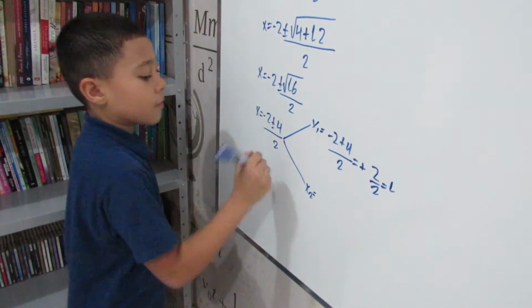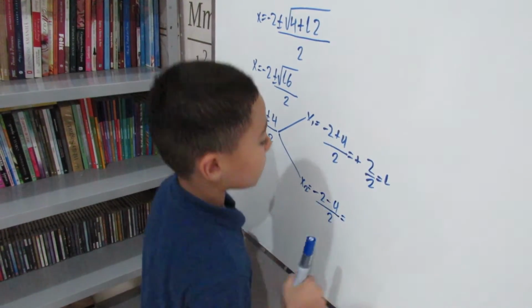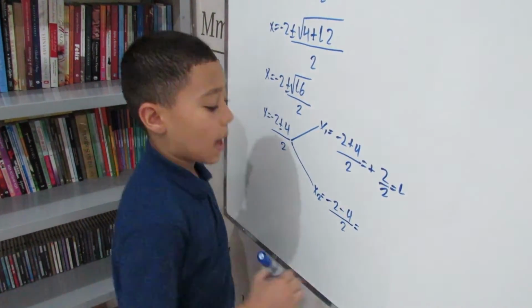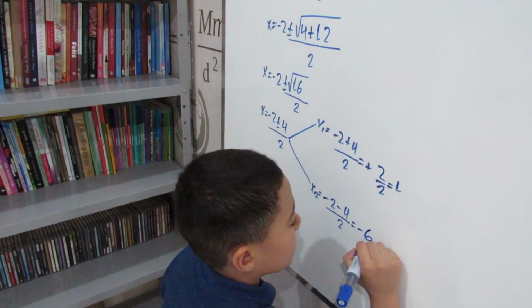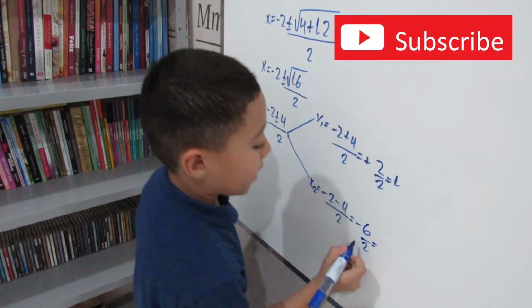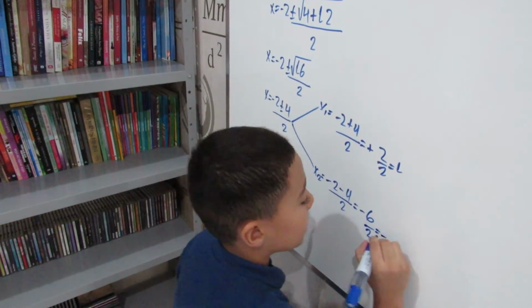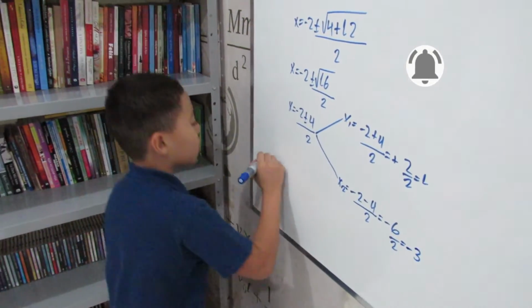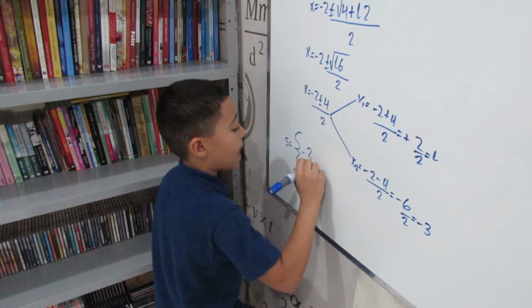Minus 2 minus 4 divided by 2 equals, well, same sign: add the numbers and keep the same sign. Minus 4 plus 2, 6, divided by 2 equals, when we divide a negative and a positive, we get a negative. Minus 6 divided by 2, 3. Solution: minus 3 and 1.